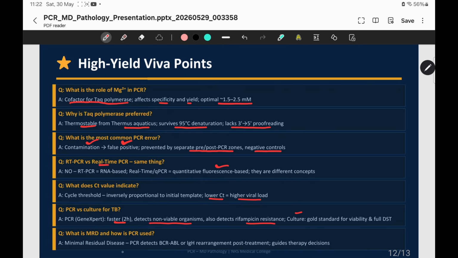What is MRD and how is PCR used? MRD is minimal residual disease, and it is detected by PCR. That is, MRD is one tumor cell, one neoplastic cell, or one leukemic cell per 10 to the power 4 normal cells. PCR detects MRD and BCR ABL or IGH rearrangement post-treatment and guides the therapy decision.